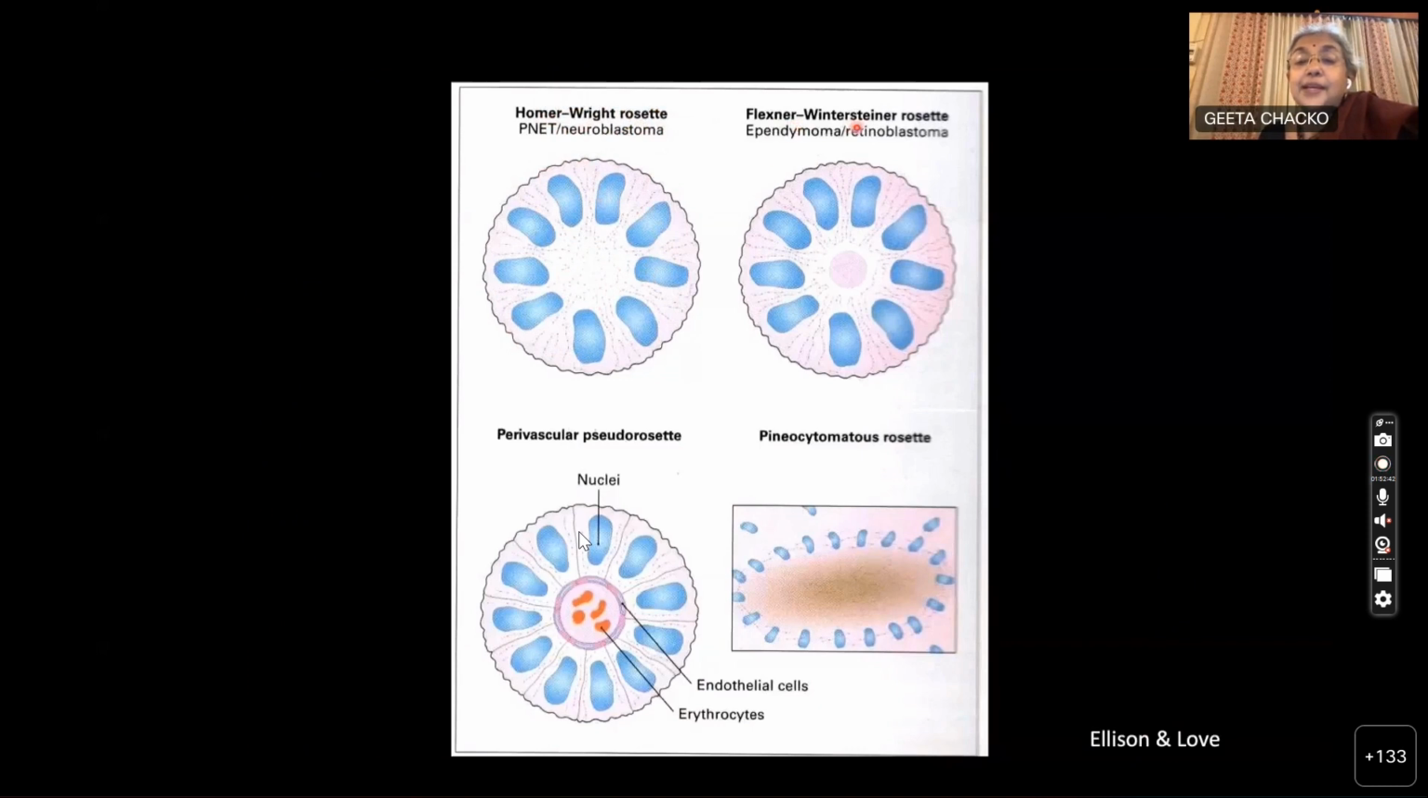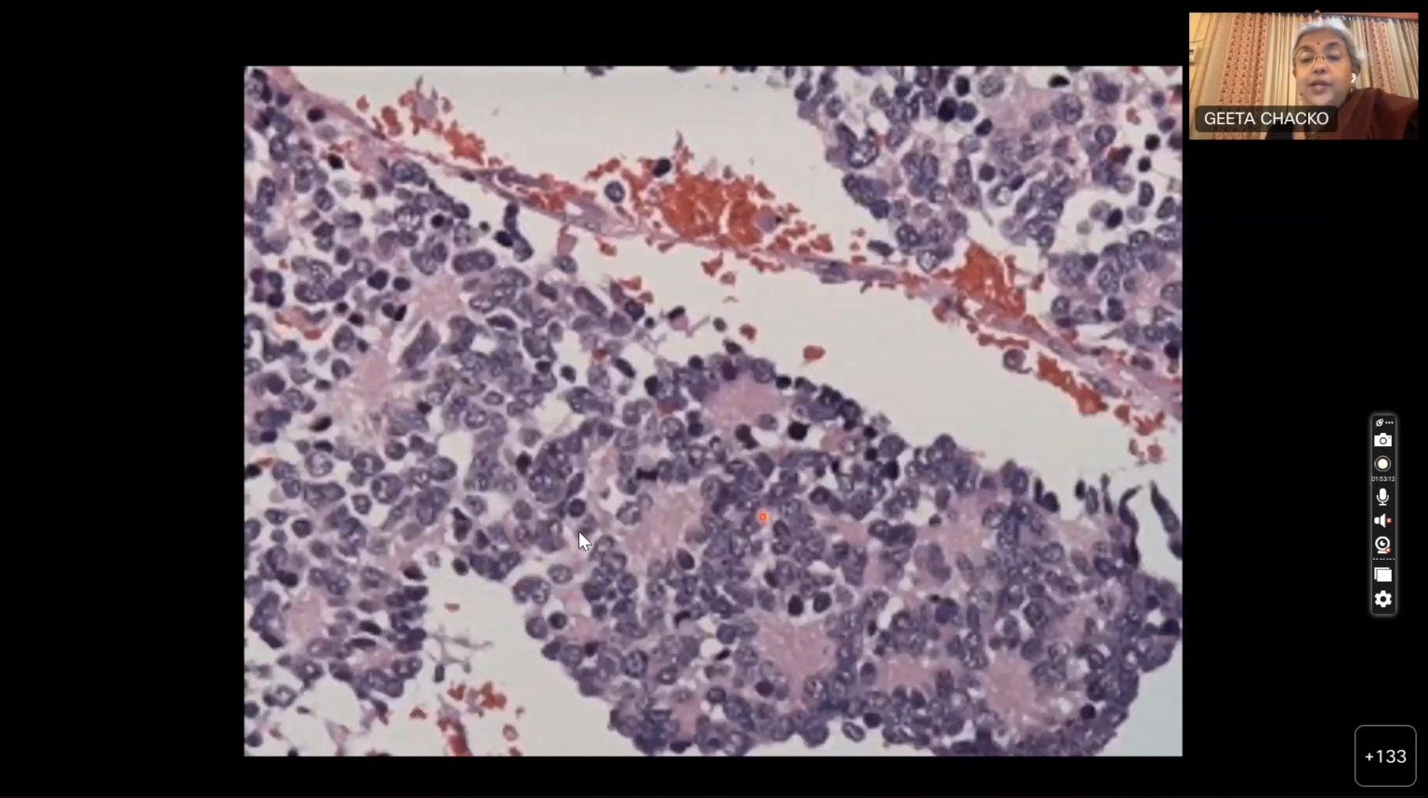Then comes the Flexner-Wintersteiner rosette, which is seen mainly in retinoblastomas. They have the central lumen and tumor cell processes, and then the tumor nuclei. Flexner was a pathologist, and Wintersteiner was an ophthalmologist, and so this rosette is named after them. The perivascular pseudorosette has the vessel in the center, and then the tumor cell nuclei. And the pineocytomatous rosette has a large area in the center with neuropil with tumor cell nuclei around it.